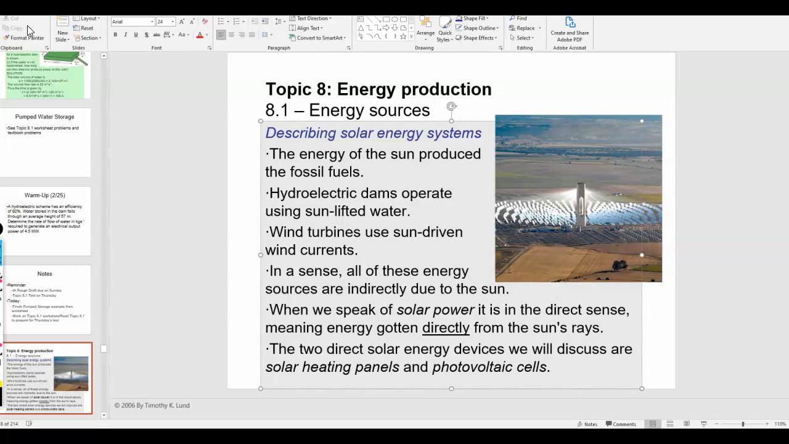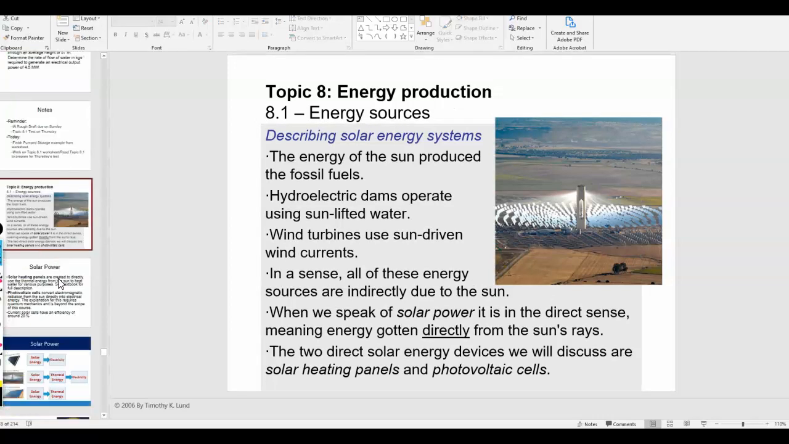So, with that being said, when we talk about solar power, we're not talking about any of those other energy sources, even though technically speaking, you could argue solar power includes lots of different energy sources. When people talk about solar power, they're talking about energy derived directly from the sun's rays. And in IB physics, the two direct solar energy devices that you really need to know about are solar heating panels and photovoltaic cells. For the most part, we're going to talk about photovoltaic cells because most of the time when people talk about solar power, that's really what they are referring to. They're talking about electricity produced through the sun's rays.